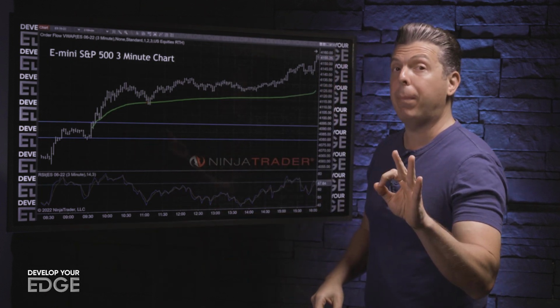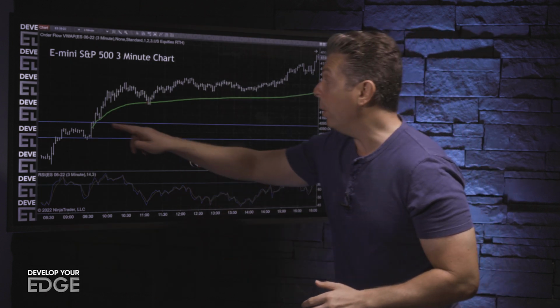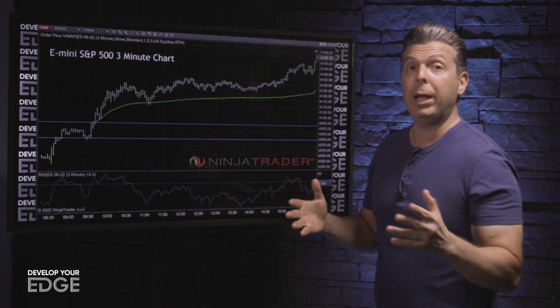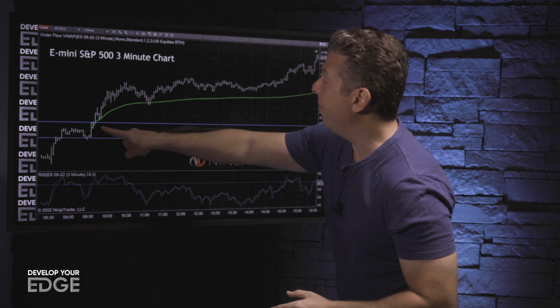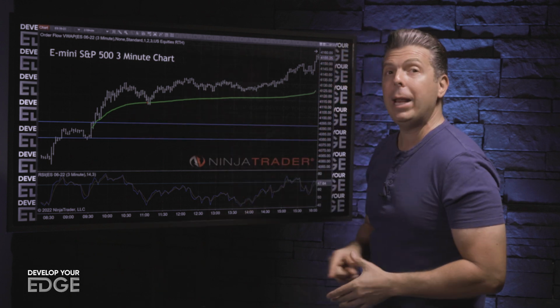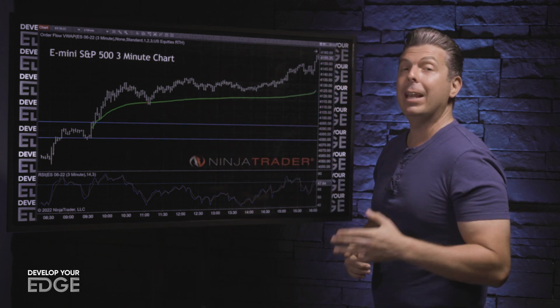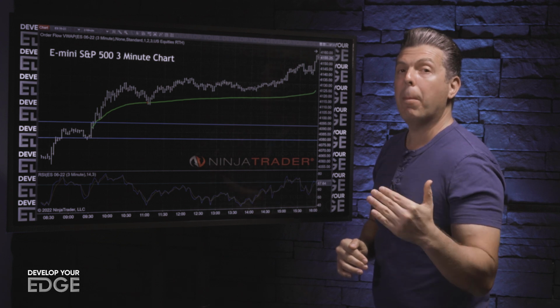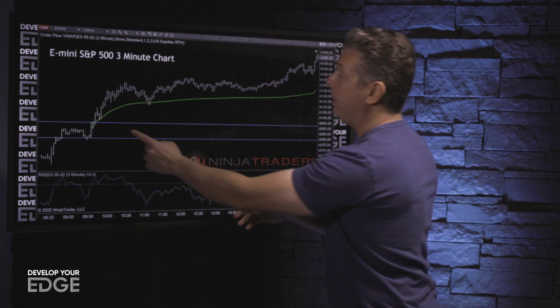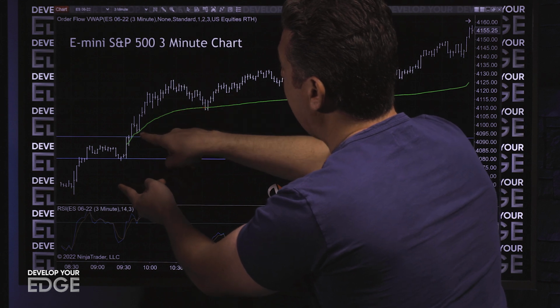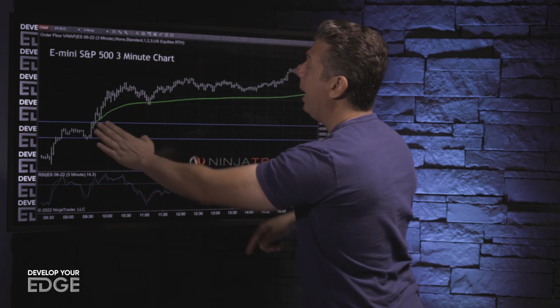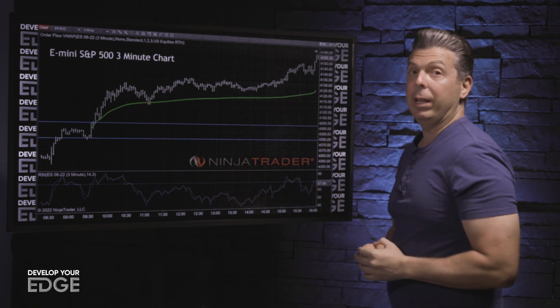I have the horizontal lines on the opening 3-minute bar of the regular trading hours with that anchored VWAP. Now, as I explained in my previous video, which you could watch right here, when the VWAP is above the opening 3-minute high, that is a trend up signal to me. So on this particular day, the market opened up, rallied, that VWAP stayed above the opening 3-minute high, and the market grinded higher the entire day.